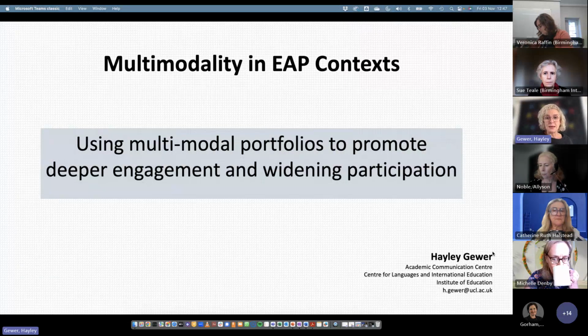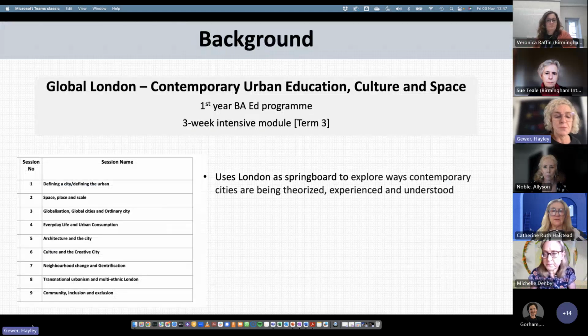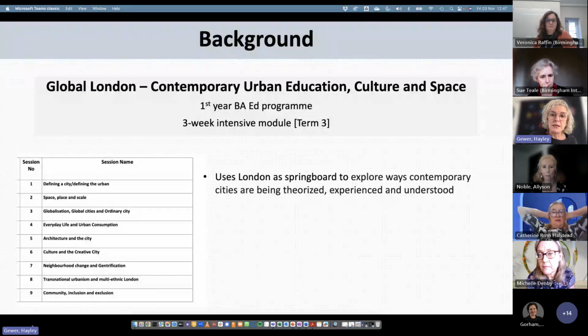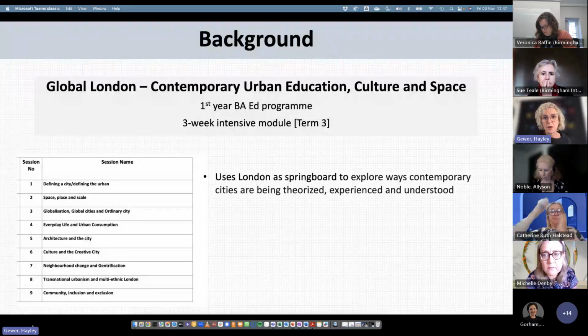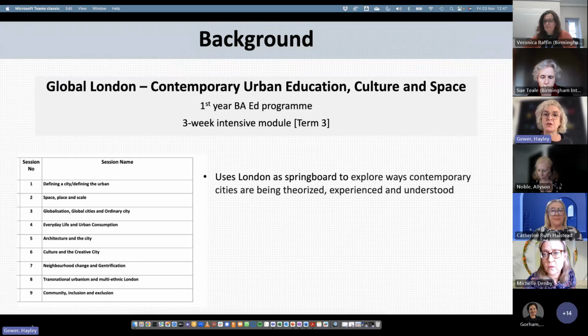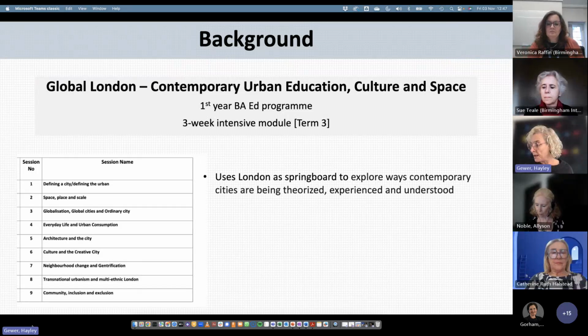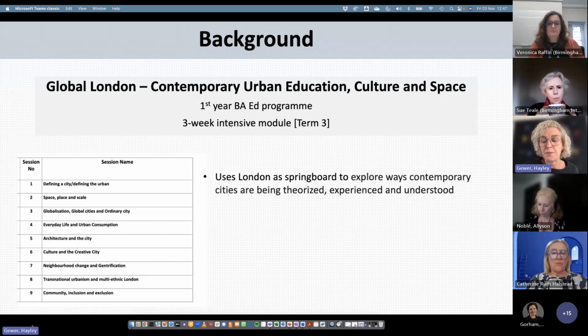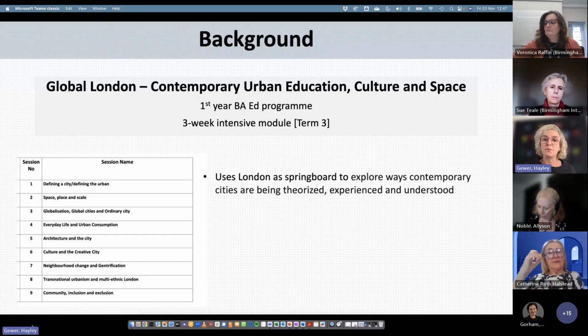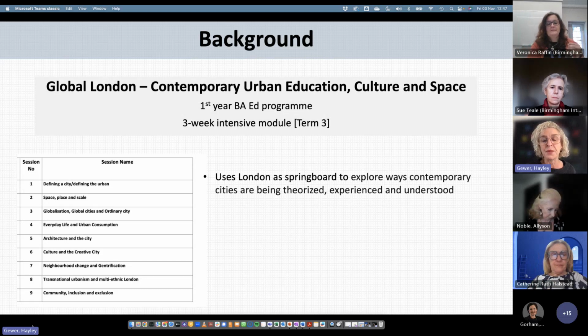So to give you a bit of context about the program that I'm talking about, the assessment forms part of a module that I run for the IOE, the Institute of Education, and the module is a first year BA education. The module is called Global London: Contemporary Urban Education, Culture and Space. It's one of the modules that students undertake as part of their BA education program at the Institute of Education. It's a 3-week intensive module that happens in term 3.